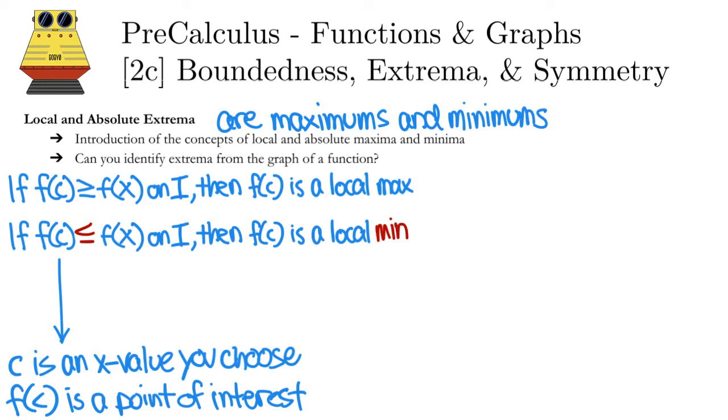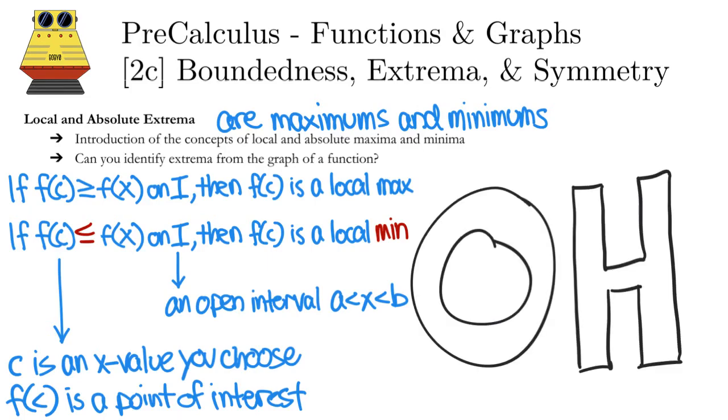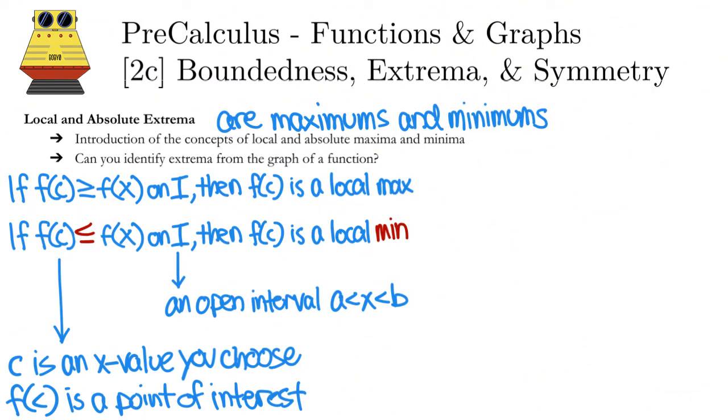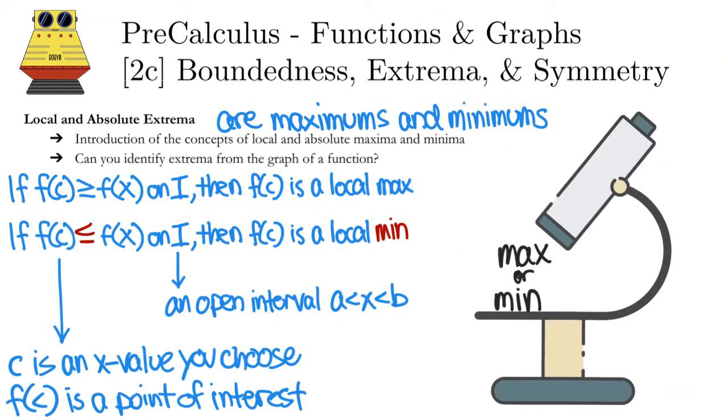And the other thing, the capital I is an open interval from A to B. So it's a specific interval or window that's part of the larger domain. And when we're looking for these local mins or max, it's not like we're choosing a specific interval. We're just looking at the graph and we're like, oh, there's a local min, I think, and there's a local max. Let me look a little closer.